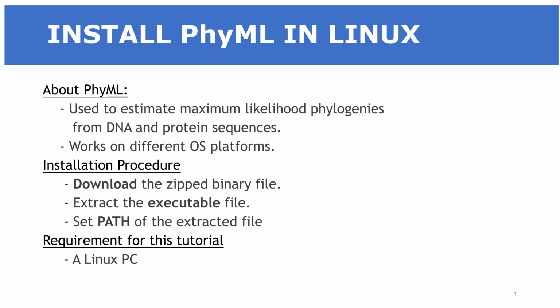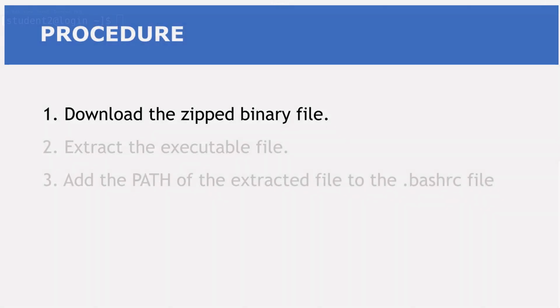In order to run PhyML on your Linux system, you need to first download the zipped file, extract its contents to a directory, and then specify a path to the directory that has the PhyML executable file. Now let's begin.